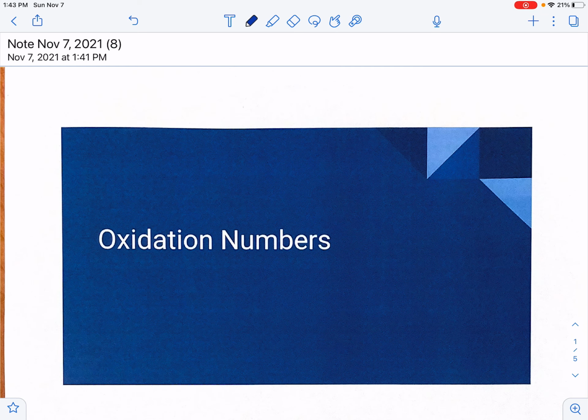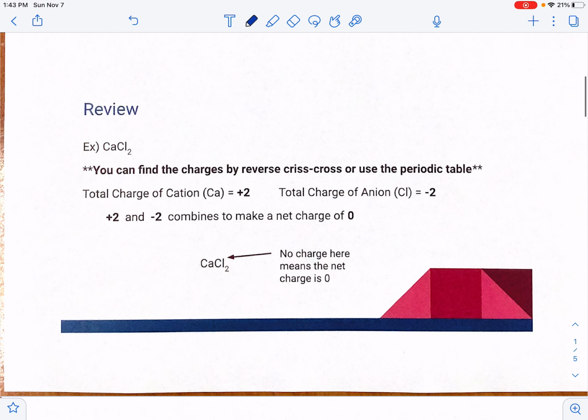All right, so the last video notes for this section is going to go over oxidation numbers. And oxidation number just means basically the charge of the element or the compound itself. So that's just a fancy word for that. Okay, so we're going to do a little bit of a review.